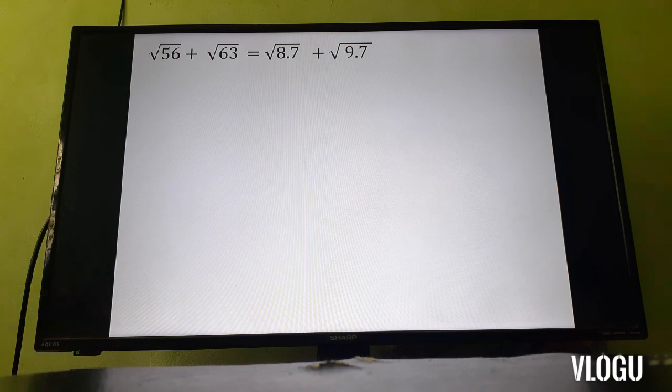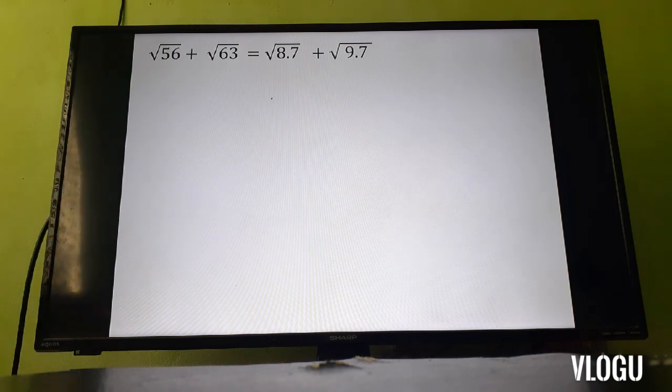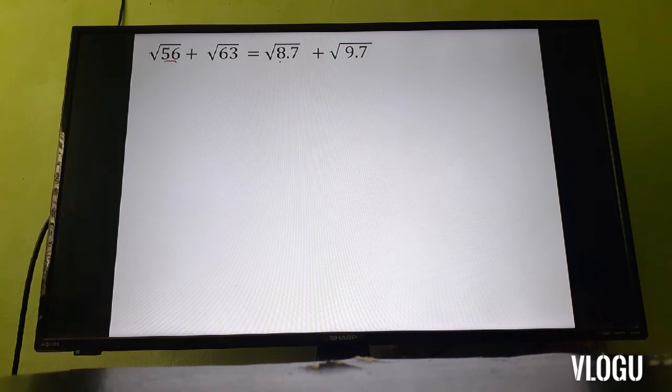So una po natin gagawin to find the sum of this expression, we have first to factor out 56. The factor of 56 is 8 times 7, that is 56. And the factor of 63 is equals to 9 times 7, that is equals to 63. Sir, bakit natin i-factor out? Isa sa purpose natin dito para ma-factor out, para makapaglabas po tayo ng number.